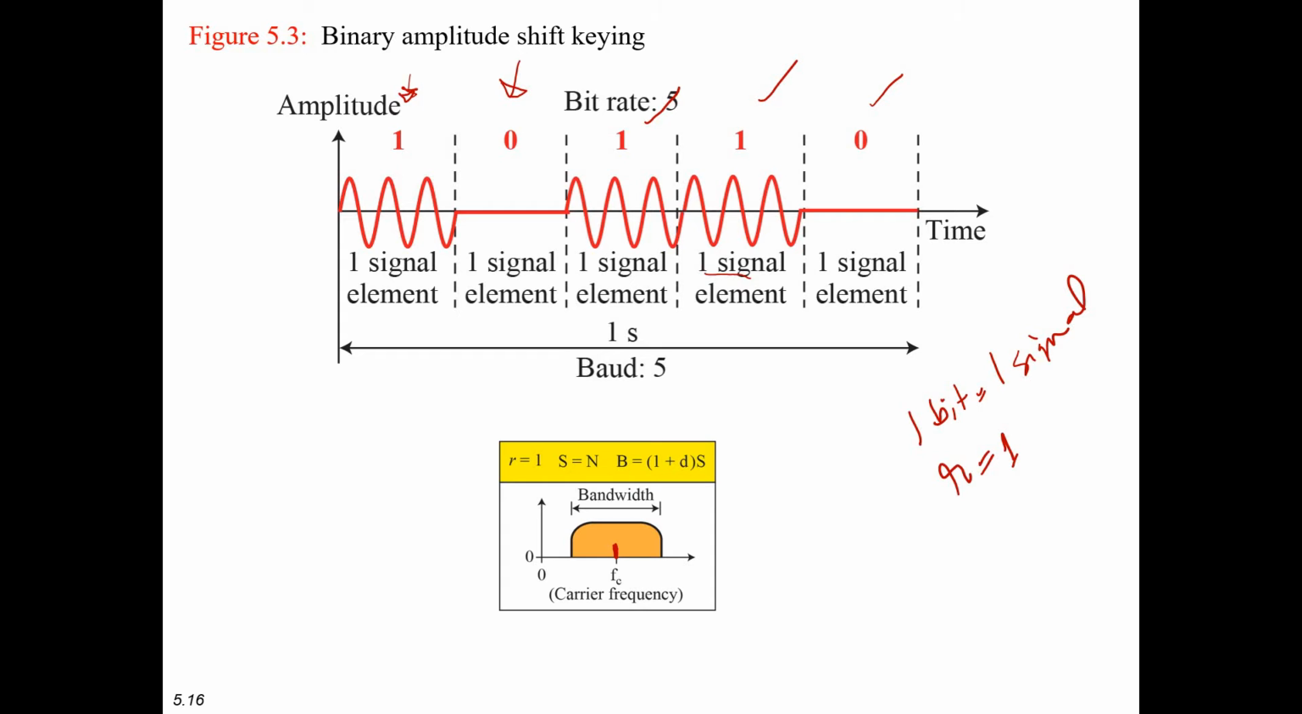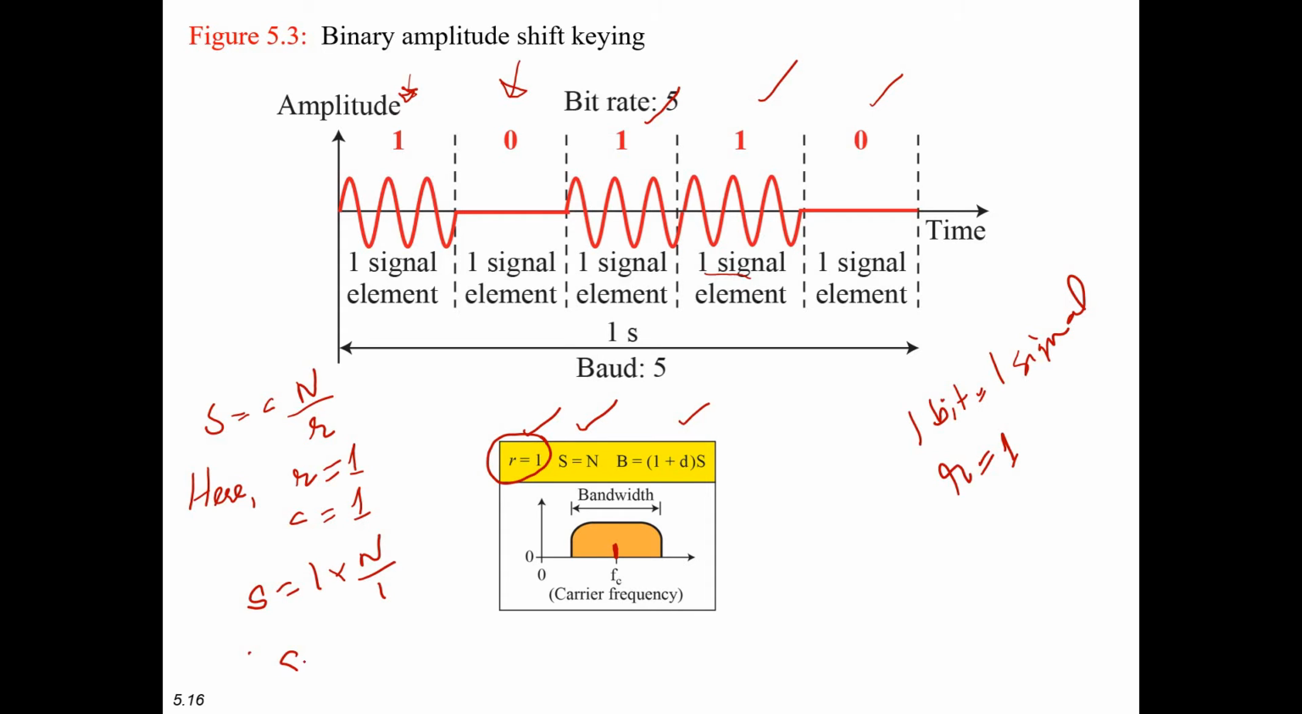Alright, in amplitude shift keying, R is equal to 1, S is equal to N, B is equal to (1 plus D) into S. Why is S equal to N? Let us try to understand this a bit. We know that S is equal to C into N by R from the previous formula that we calculated. Here R is equal to 1, as we can see from here, and C is equal to 1 because it is digital to analog conversion. When we substitute the value of R and C, S will be equal to 1 into N by R, which is 1. That means S will be equal to N.